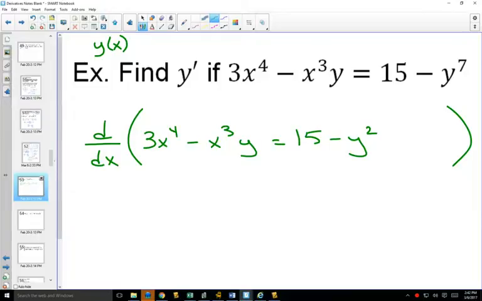This first one is going to be easy because it just involves x's. What's the derivative of 3x to the 4th? It's 12x cubed. What's the derivative of negative x cubed times y? Well, x cubed is one function, y is another function, and they're multiplied together. So I'm going to have to use the product rule for that negative x cubed times y.